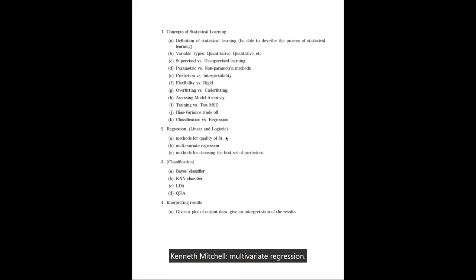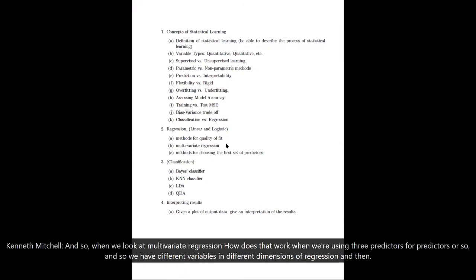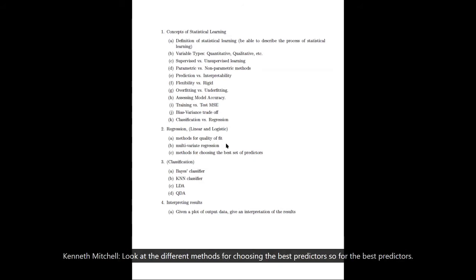And multivariate regression. When we look at multivariate regression, how does that work when we're using 3 predictors, 4 predictors or so? You have different variables in different dimensions of regression. And then look at the different methods for choosing the best set of predictors. So for the best set of predictors, we're looking at choosing the best set of those.